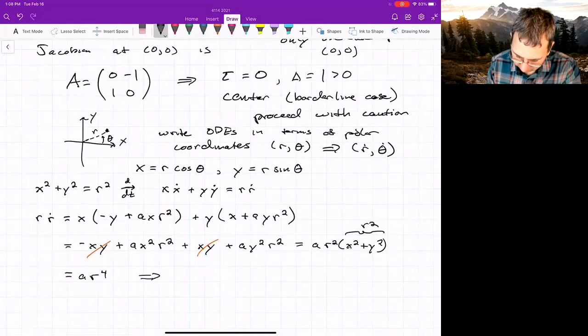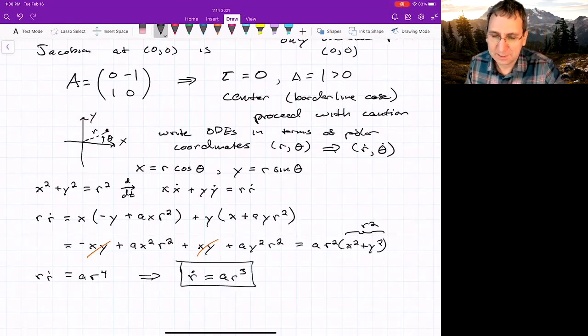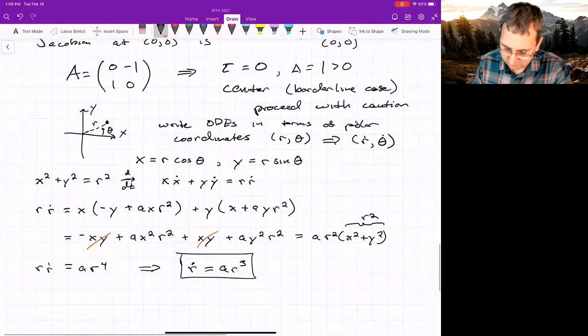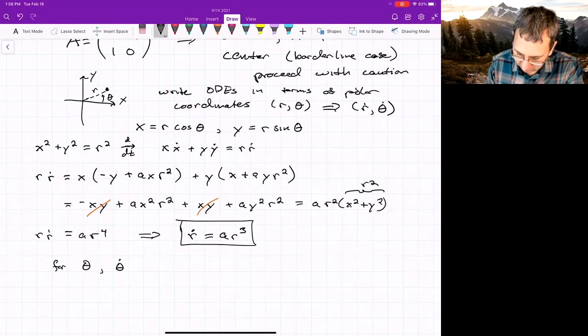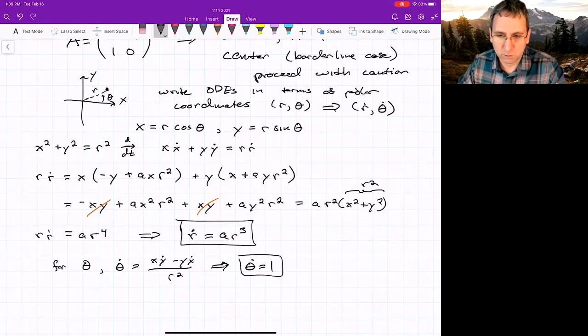So this was r times r dot, so we just divide by r. r dot equals a r to the 3rd power. So that's convenient. I mean, the way it works is I started with this and then wrote it in Cartesian just to make it look confusing. If you do the same thing for theta, you get theta dot is x times y dot minus y times x dot, over r squared. And it ends up just giving you, for this particular system, theta dot equals 1. So it's very nice when written in terms of polar coordinates.